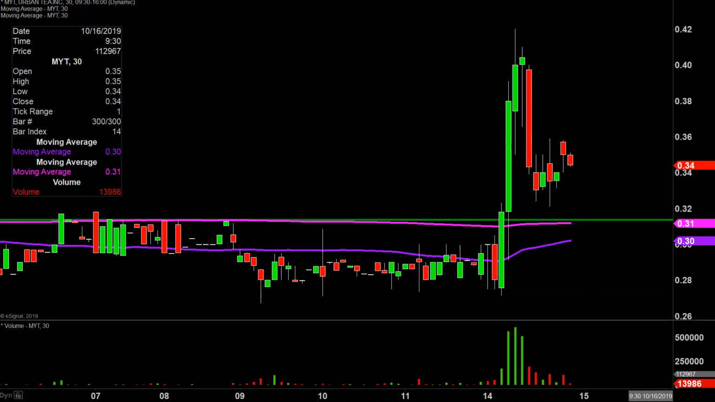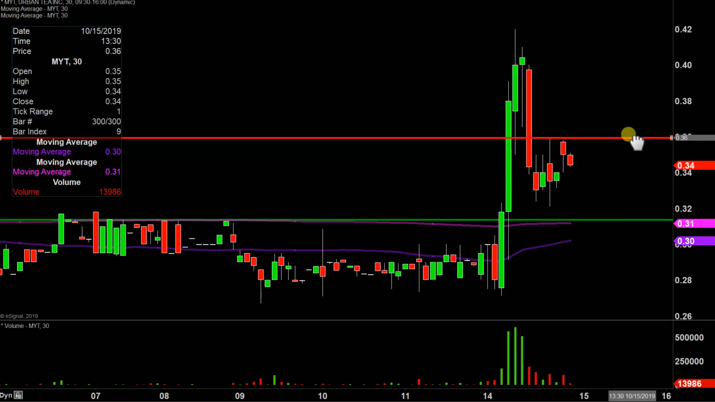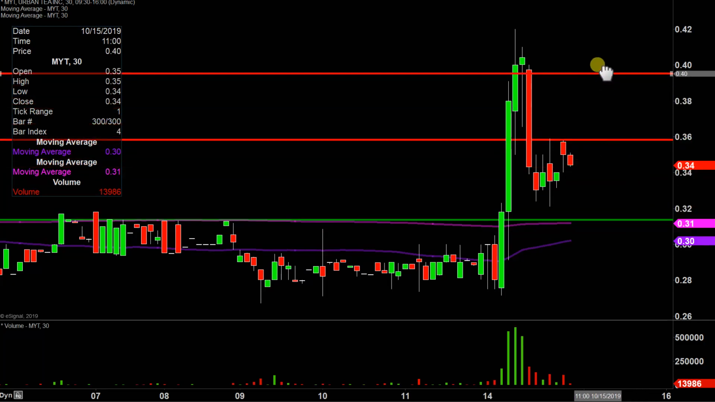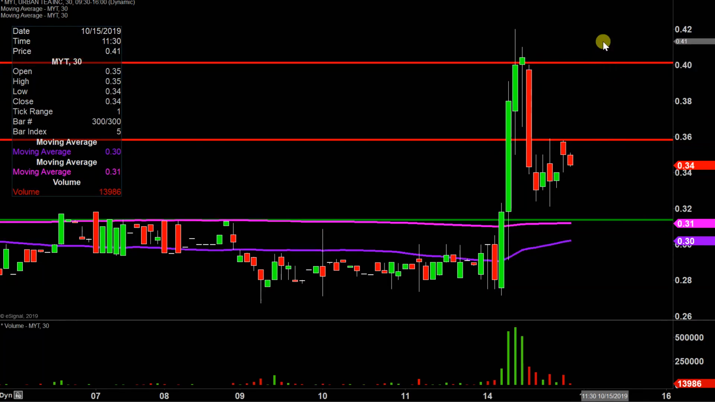Now, what about levels of resistance going forward? In the very near term, you have a level of resistance right there at 36 cents. And then after that, nothing until really up there at approximately the 40-cent mark. So, some room to run between 36 and 40.